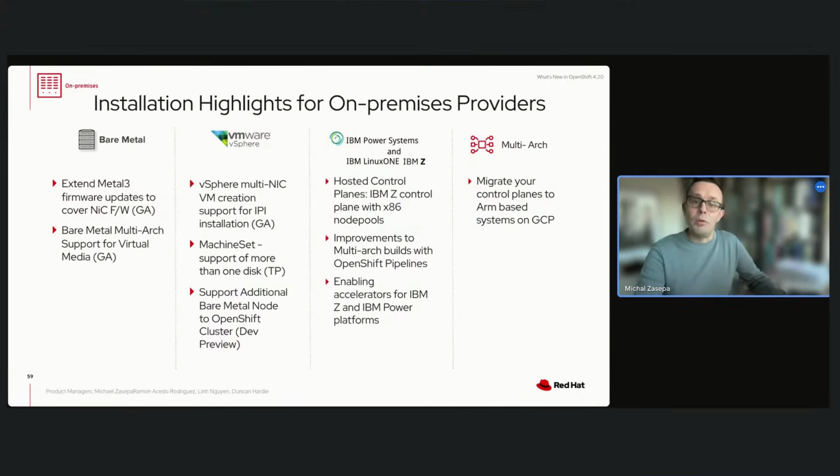On the IBM side, we are extending our hosted control plane with IBM Z control plane supporting x86 node pools. We are also making improvements to multi-arch builds using OpenShift Pipelines and Konflux, enabling accelerators for both IBM Z and IBM Power platforms. Finally, in multi-arch, we are working on making it possible to automatically migrate your control plane to ARM-based systems on GCP. I hope you will enjoy using those features and share your feedback. Next slide, please.